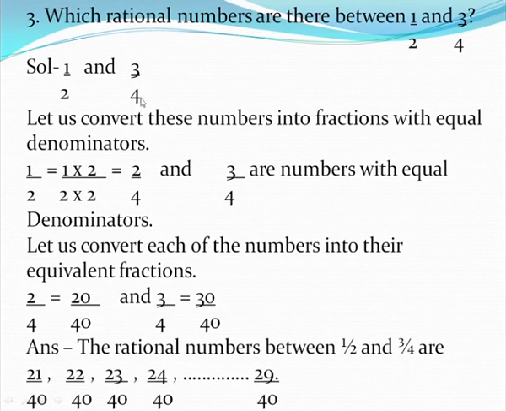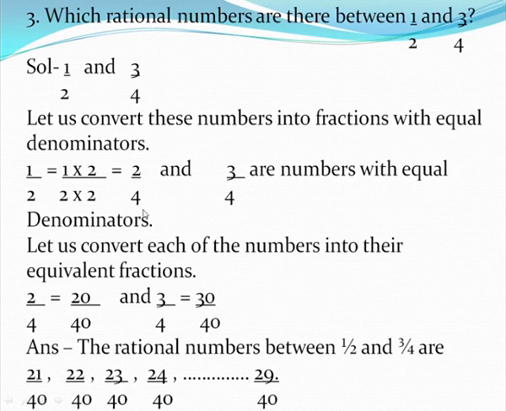Here the other fraction is 3 upon 4. Now 2 upon 4 and 3 upon 4 are numbers with equal denominators. But now to get the numbers between 2 upon 4 and 3 upon 4, look at the numbers again. Here the denominators are the same, so we will look at the numerators. Here 2 and 3 are consecutive natural numbers, so we will not get any natural number between 2 and 3. For that we will still convert them into their equivalent fractions.